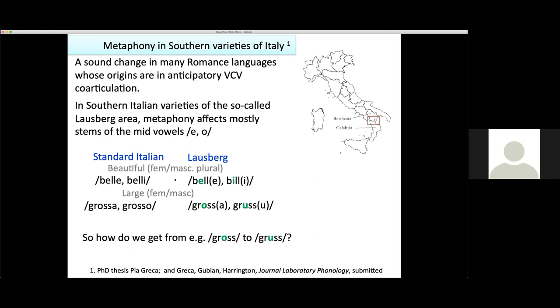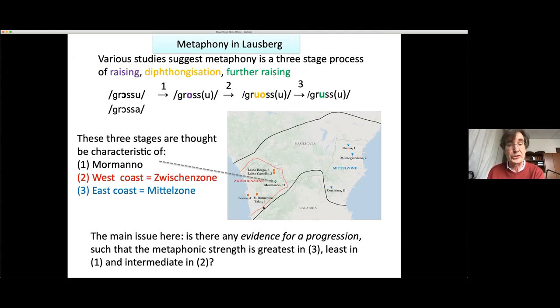Okay, so metaphony is where the information in the suffix vowel is transferred to the stem vowel, so that in standard Italian we have belle, belli, but in the Lausberg area we have bel and bil, maybe also with the deletion of the suffix. Or in standard Italian we have grossa, grosso, but in Lausberg we have gross and grus, the o is a u in Lausberg.